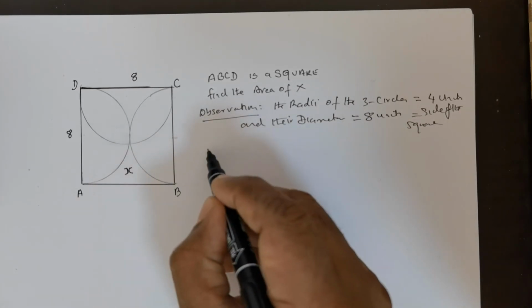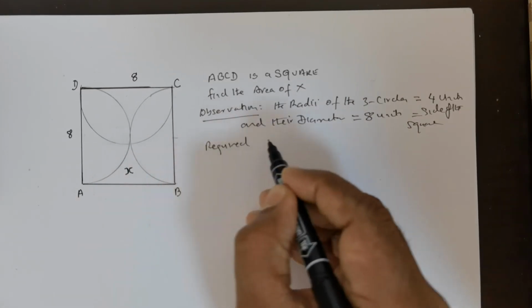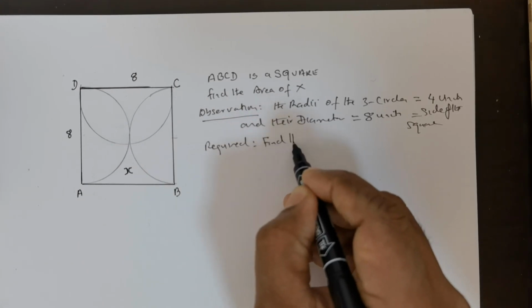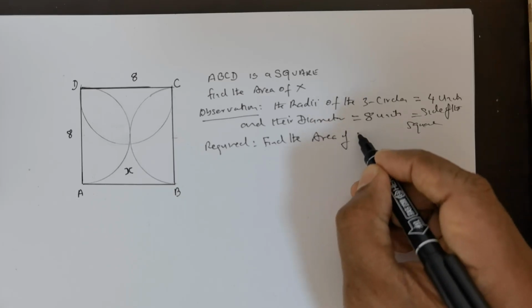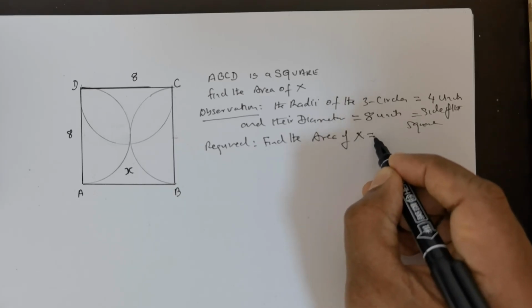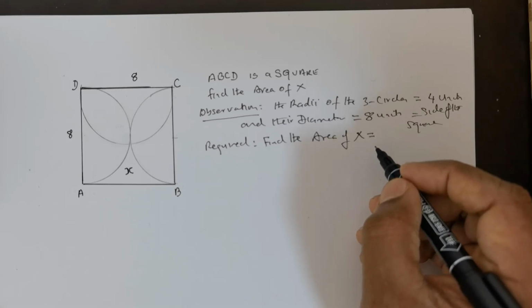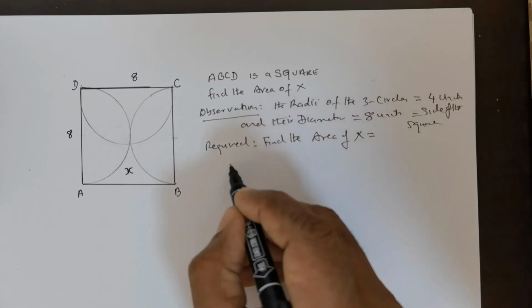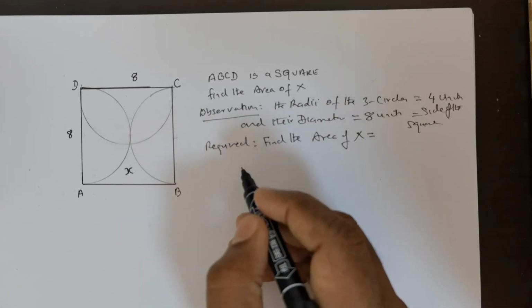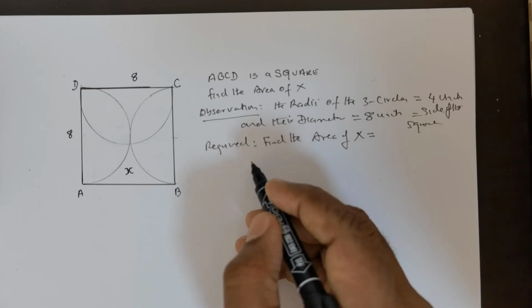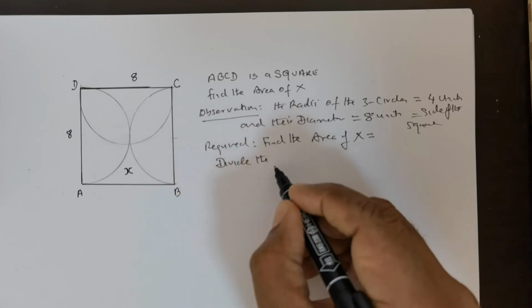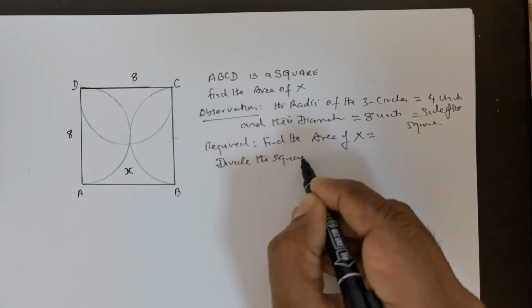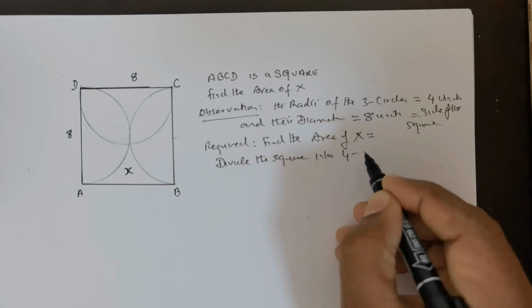Now what is required? The requirement is to find the area of the shaded region. In this case it's x, area of x. So what I wish to do is divide the square into 4 equal squares.